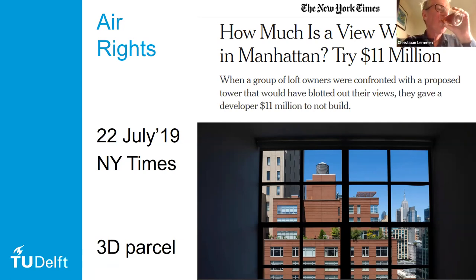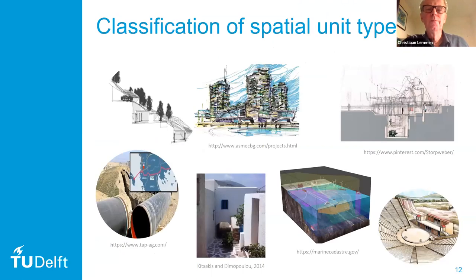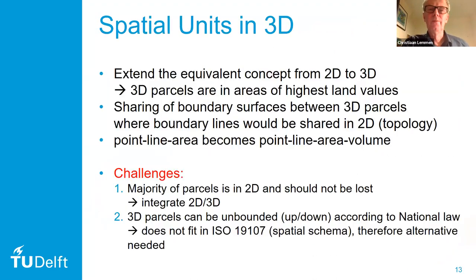Yeah, so this was a nice article in the New York Times from a year ago about, say, a 3D air parcel of value $11 million US dollars. But there are many types. Some are related to utilities below the surface, or to the marine space, or to archaeology, or the majority to buildings and constructions, where the rights are then on top of each other and intertwined. So it's rather a big challenge to introduce 3D in a world where 2D representations have been used for so many decades or even centuries.